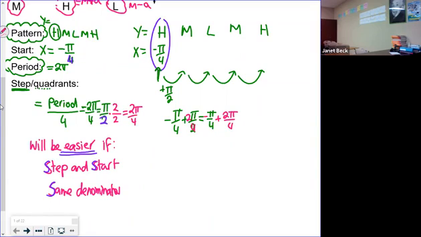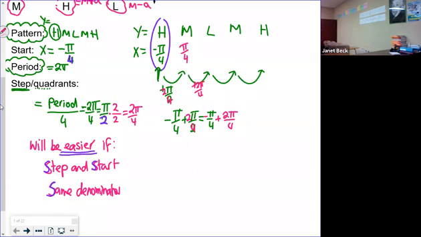Ooh, and that was negative pi by 4. Negative pi by 4 plus 2 pi by 4 takes me to pi by 4. When I want to graph the step after that, I'll add on another step size. And remember, I'm saying the step is 2 pi by 4.